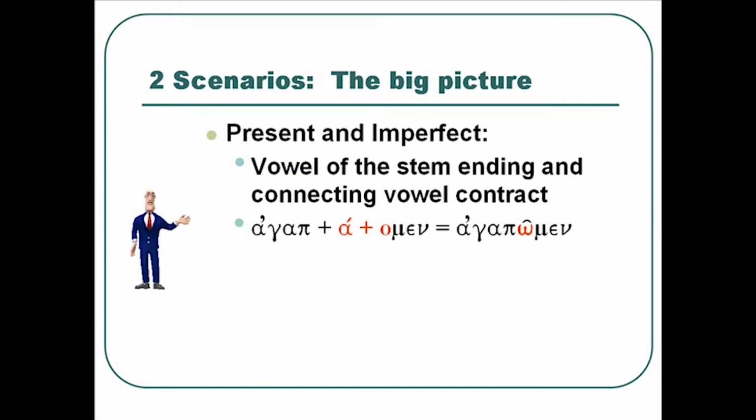So, for example, you have agap, then you have the alpha added, then you have the omen ending added, and so what happens is the alpha and the omicron go to an omega. And you see the omega in the agapōmen with the circumflex there, indicating there's been a contraction.